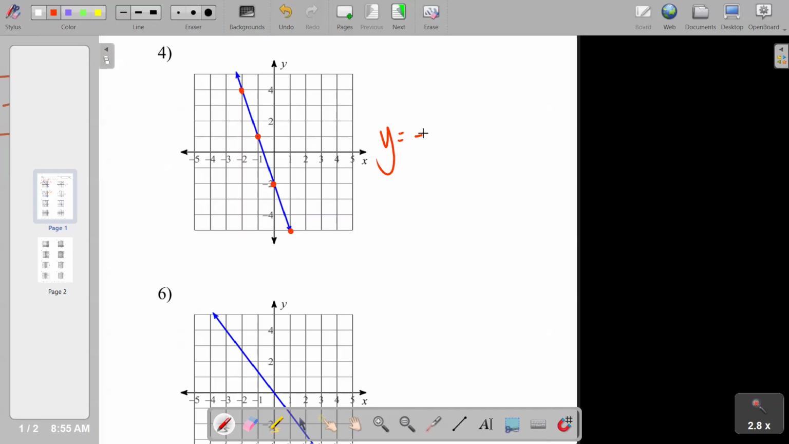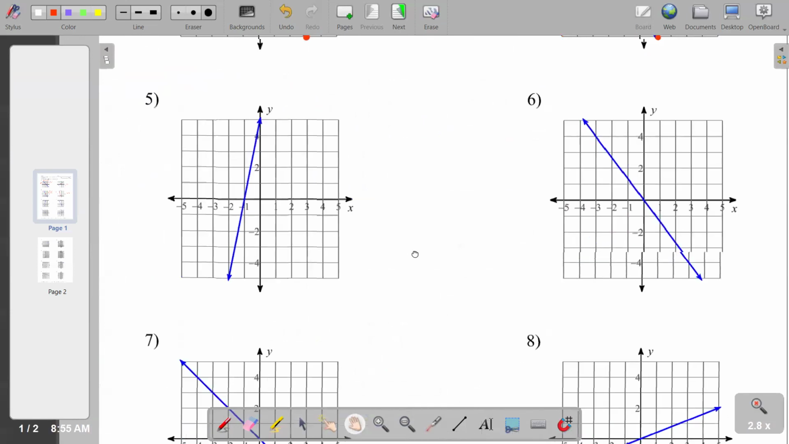It's negative. And since it goes down 3 and right 1, that would be -3/1, which I elect to just write as -3. So -3x. And then where does it cross the y-axis? Right there. So I'm going to put a -2 at the end. Got it? Good. Okay, let's go again.